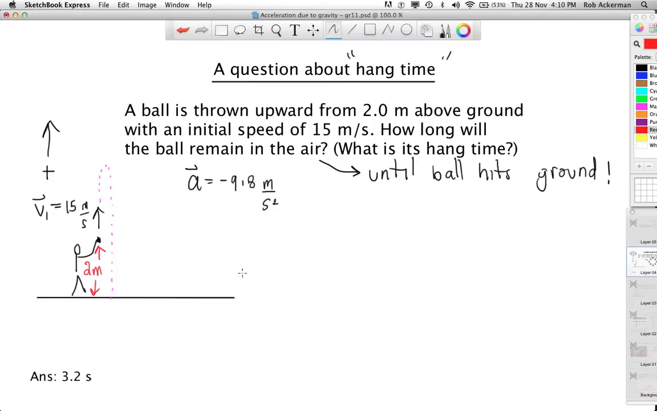Anything else that we know? Do we know the velocity at impact? Let me use a different color there. Do we know the velocity at impact?